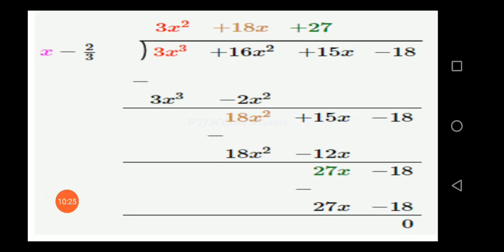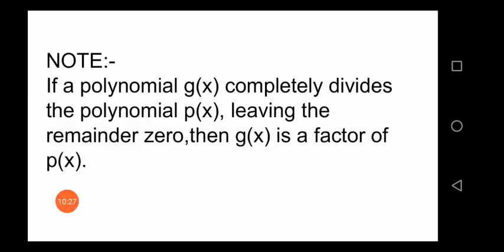Moving towards the next, this is one of the important notes. If a polynomial g(x) completely divides the polynomial p(x), leaving the remainder as 0, then we can say that g(x) is a factor of p(x). This you have already studied in the previous class. So the same thing we are recapitulating here.